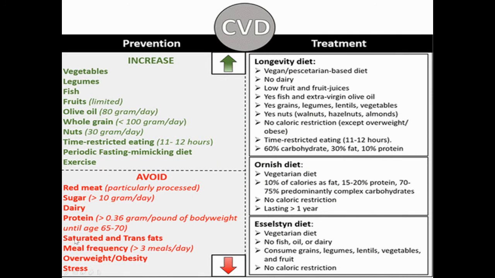So what are the dietary food items that persons with cardiovascular disease should take? If you take vegetables, legumes, fish, fruits, olive oil, whole grains and nuts, what happens is this will increase the prevention rate of cardiovascular diseases.